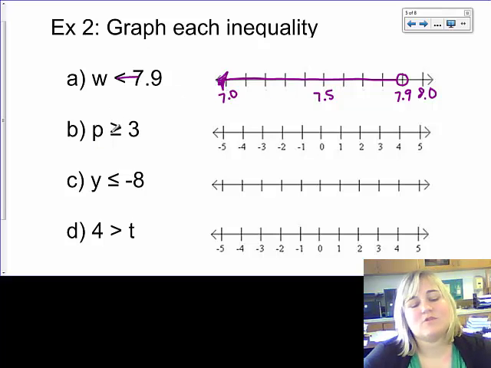On P, P is greater than or equal to 3. So the point I'm talking about is 3, so I'm going to put a point at 3. It has the equal to, so I have to shade that in.